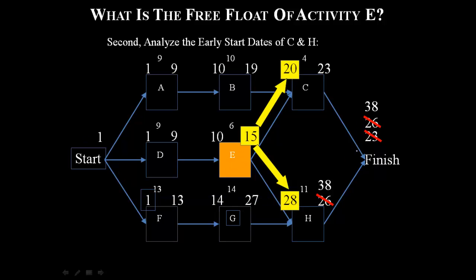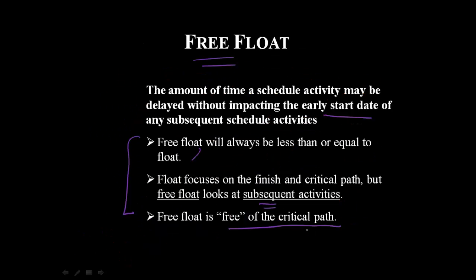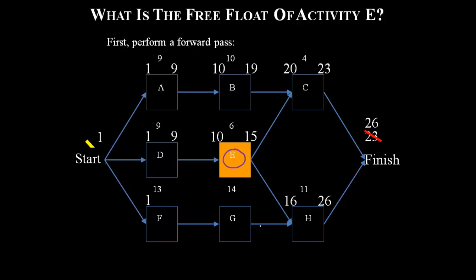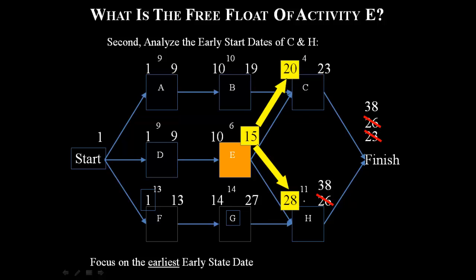So we computed the forward pass, and if we need to calculate the free float for an activity E, and if you remember, the free float is dependent upon the subsequent activity. So in this case, it's C and H. However, if you remember the second set of video which it said, let's read. Float focuses on the finishes, but free float looks at the subsequent activity. So we need to make sure what are the subsequent activities. And again, it's also free from the critical path. So if you see here, the subsequent activities is C and H, and it is free from the critical path.